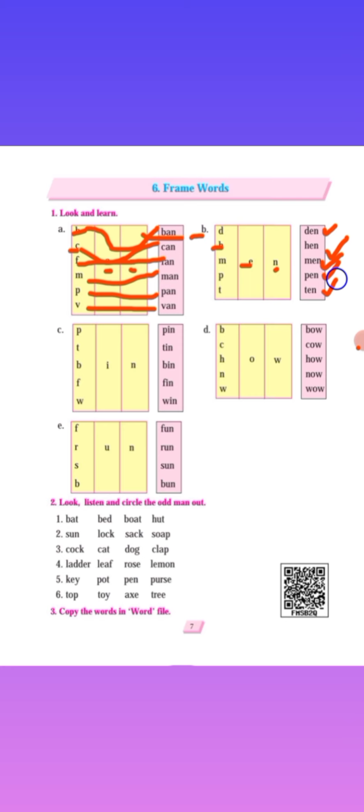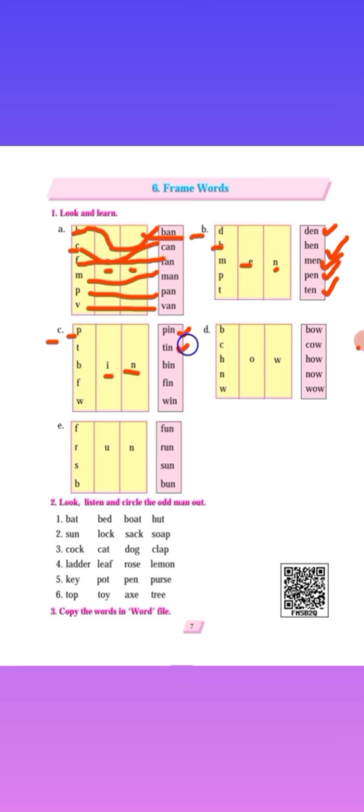Okay, then the vowel given is I, and letter N is given. We have to make words from these letters. The sound of I is i, and the sound of IN is in. So here P letter is given, from P I N make the word pin. Then from T I N make the word tin. Pin, tin. The sound is in.